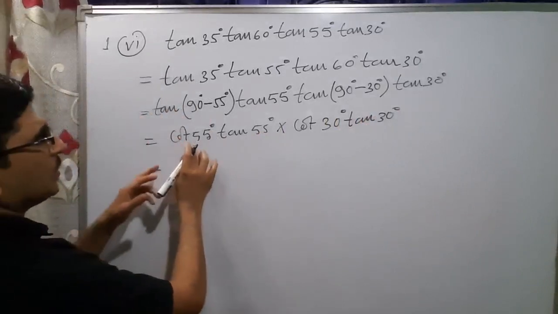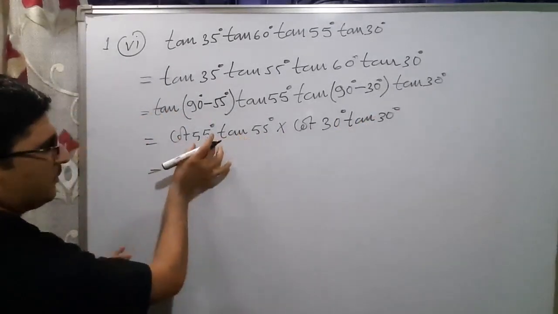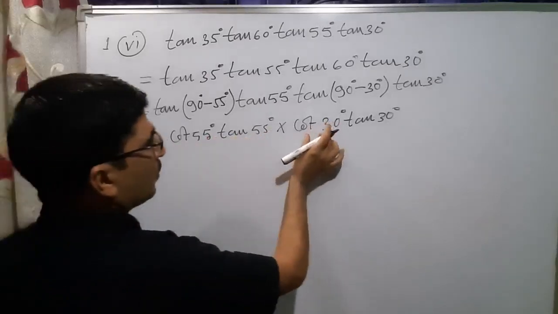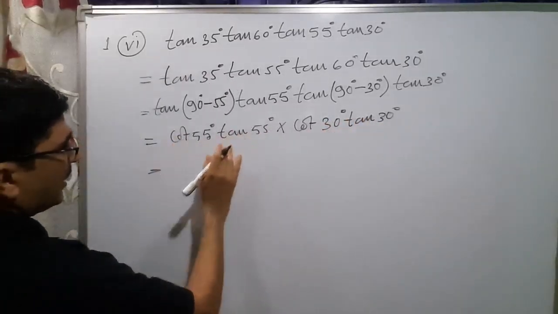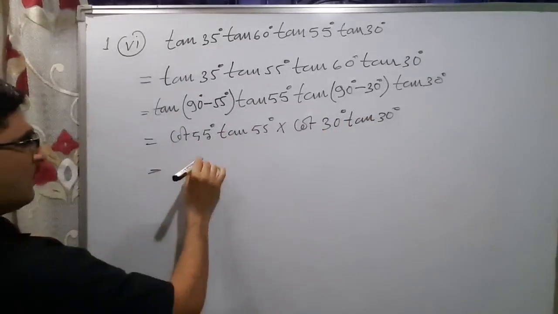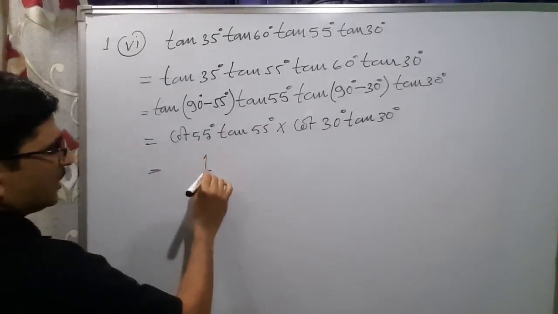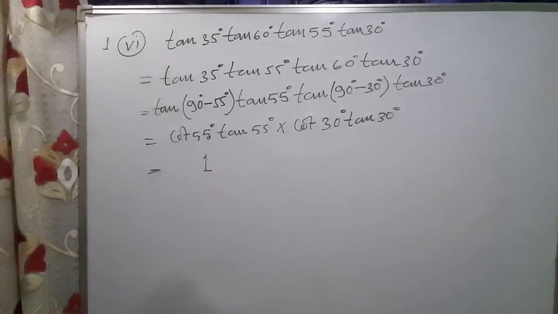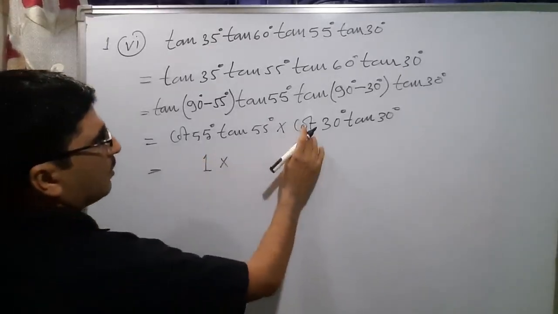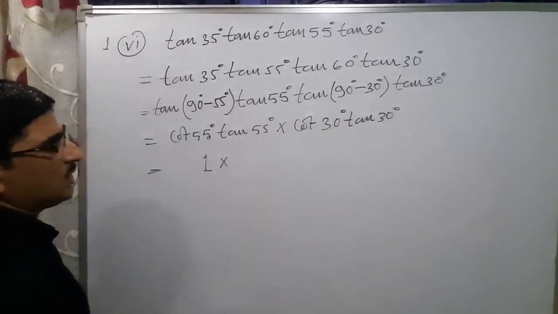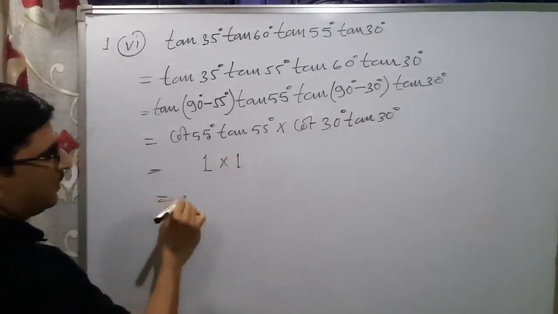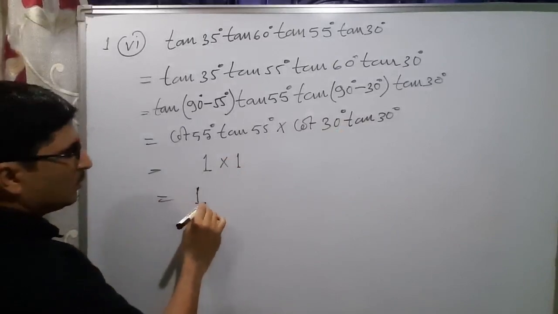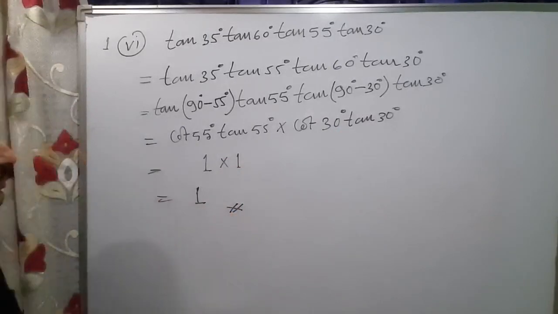So this is cot theta into tan theta, and the theta value is the same. Here also cot theta into tan theta, theta value is the same. So this one we can take as tan theta into cot theta equal to 1. They are reciprocals of each other, so the product is 1. Now, cot theta into tan theta, they are reciprocals of each other, so the product is 1. So it is 1 into 1 equal to 1. This is your solution.